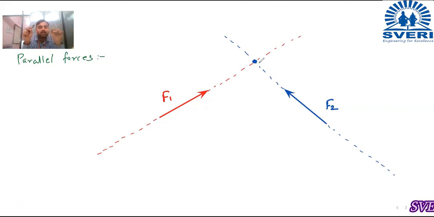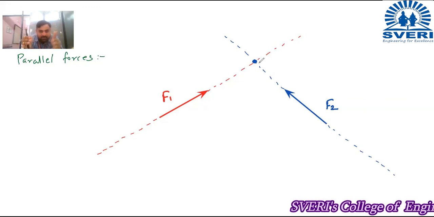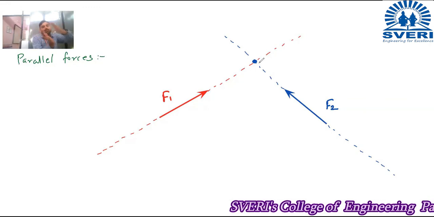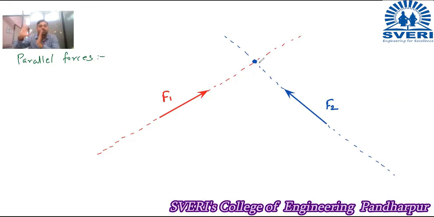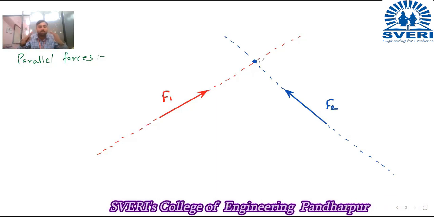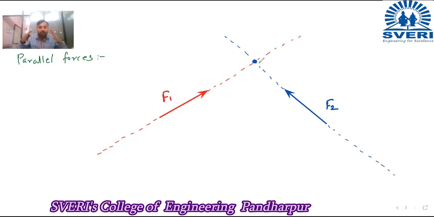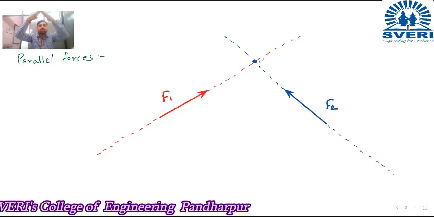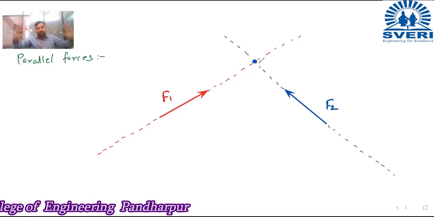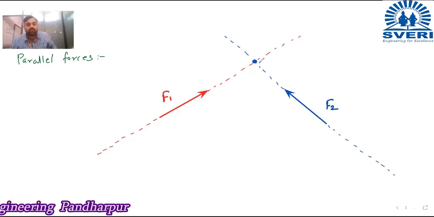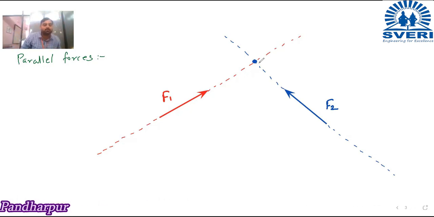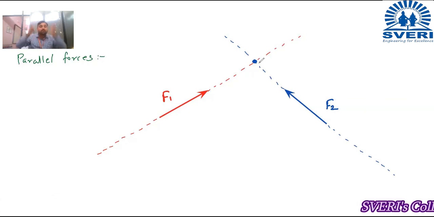We can't call them parallel forces even though they are not intersecting in front of us right now. Right now, F1 is at a different location and F2 is at a different location, so they are not intersecting in front of us. But when we extend their lines of action, they will meet somewhere. They will intersect each other. So these forces are not parallel forces. Parallel forces are the forces whose lines of action never meet each other. They will remain parallel as they are.